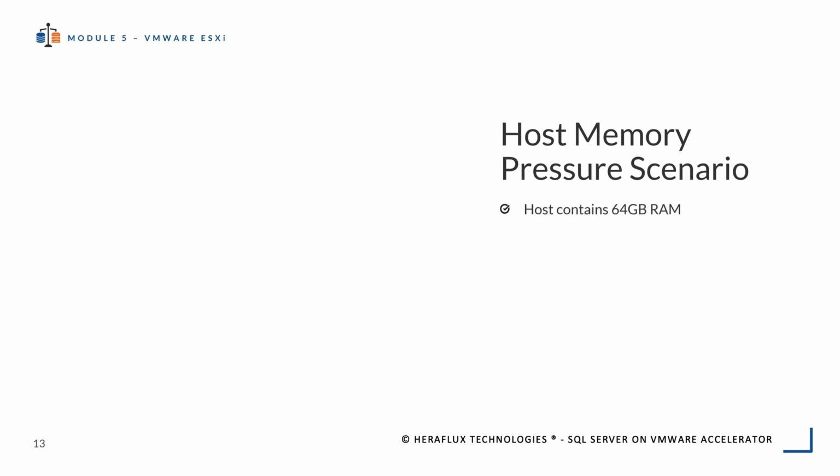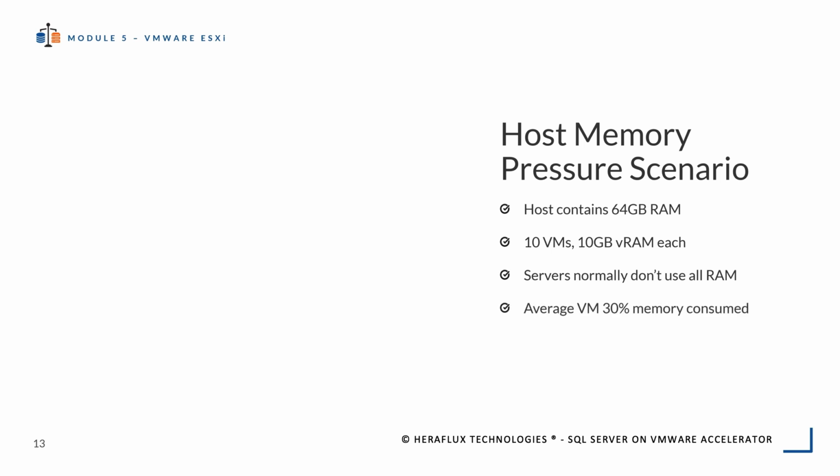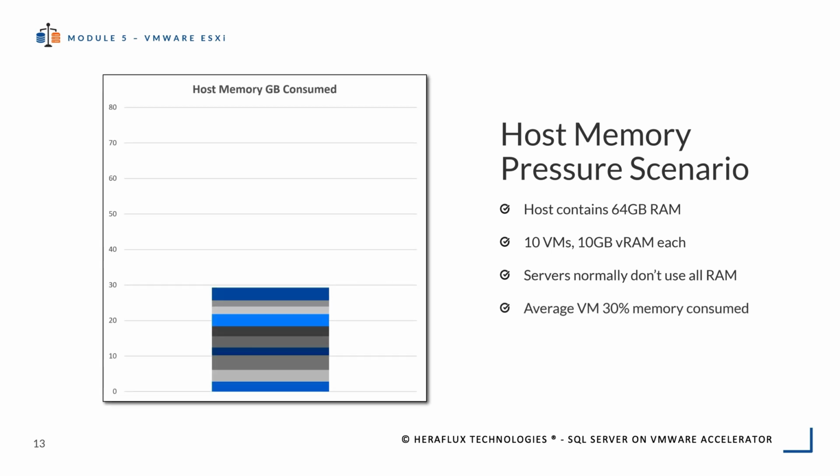For round number's sake, let's assume that we're running a normal non-SQL Server workload with 10 virtual machines, each assigned 10 gigabytes of memory. Normal servers do not normally use all of their memory. Let's assume that the average virtual machine is consuming just 30% of its memory. That gives us 100 gigs of memory allocation, but just 30 gigs, or 46% of the host memory use.